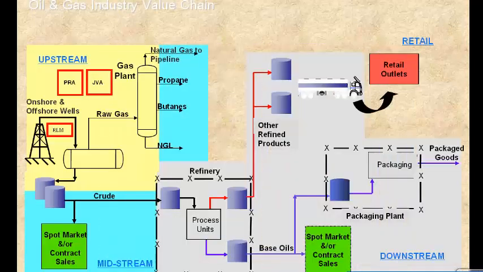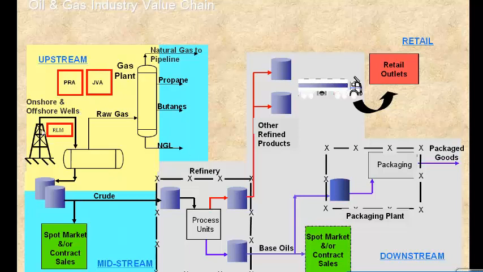Okay. This slide actually we discussed in the beginning. In the oil industry supply chain, we have three kinds of processes, three kinds of areas mainly: upstream, downstream, and midstream. You can see upstream, midstream, downstream.